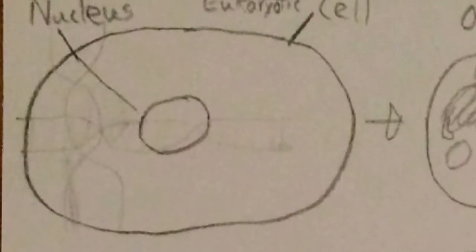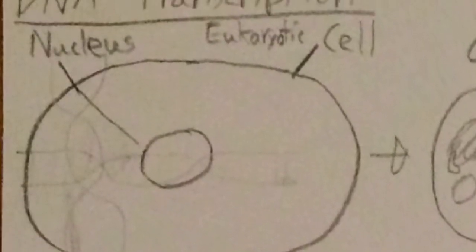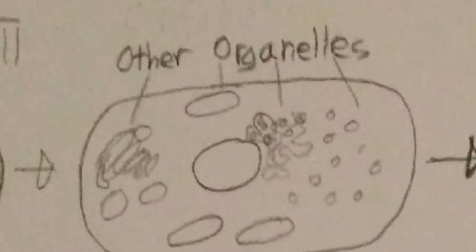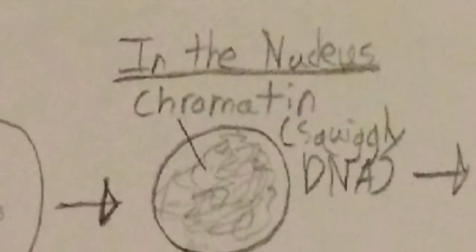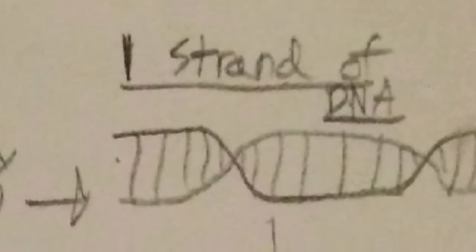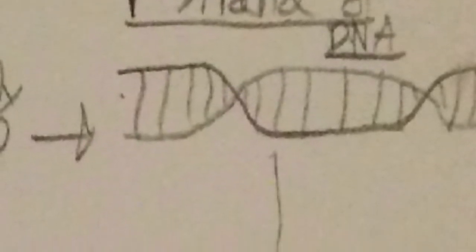First off, we have to start with the eukaryotic cell, more specifically, its nucleus. There are lots of other organelles in every eukaryotic cell, but we don't really have to worry about them yet. In the nucleus, there is chromatin, or squiggly DNA, and there's also some RNA, but we'll talk about that later. Here's one strand of DNA in the typical double helix form, but I'm going to show it as a simple ladder, because that's easier to manipulate.